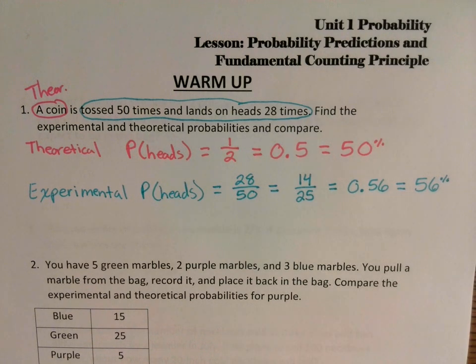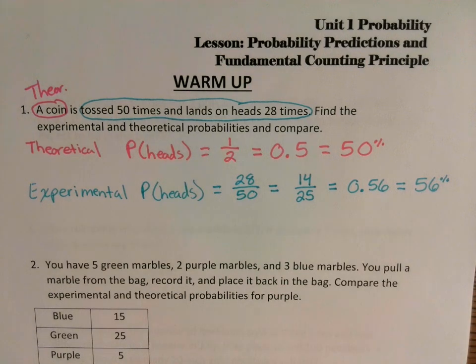They didn't do enough trials. Maybe if they did 100 trials, maybe they would have been closer to that 50%. 1,000 trials would get even closer to that 50%. 1,000,000 trials would be very close to that 50%. The more trials that they perform, the smaller the room for error is, the less discrepancies that we'll see.